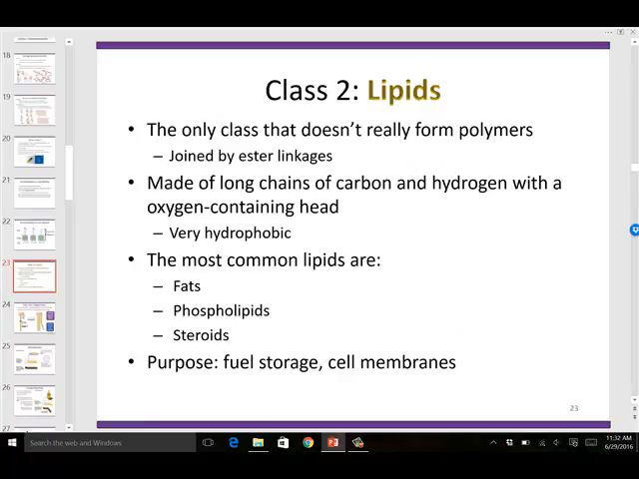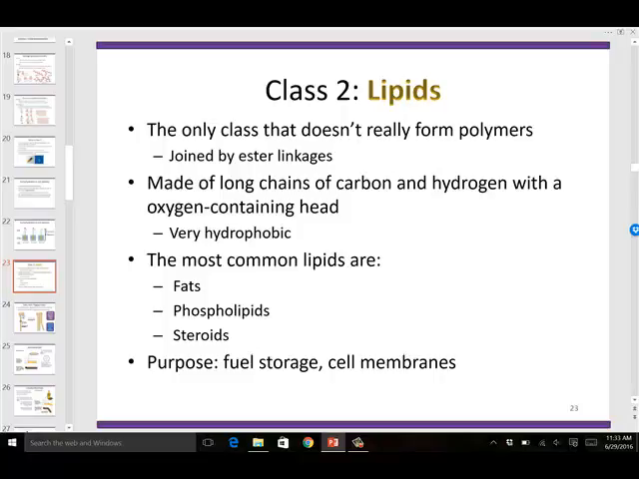Okay. And the three major types of lipids we're going to look at here are fats that we just saw, phospholipids, and steroids. The major purpose of lipids, there are two purposes actually. They act as fuel storage, so kind of like some of our carbohydrates, they're for fuel storage, and they also act as cell membranes as well.